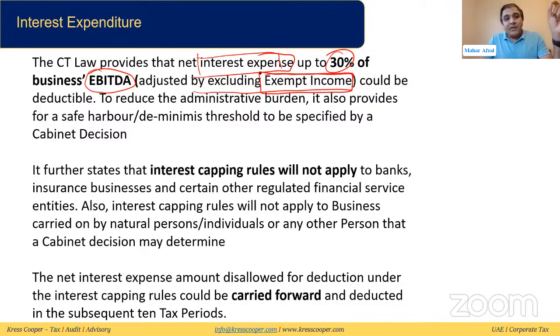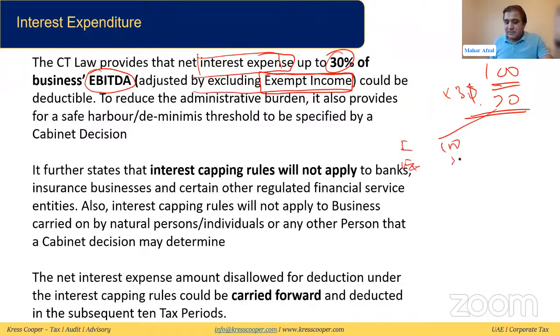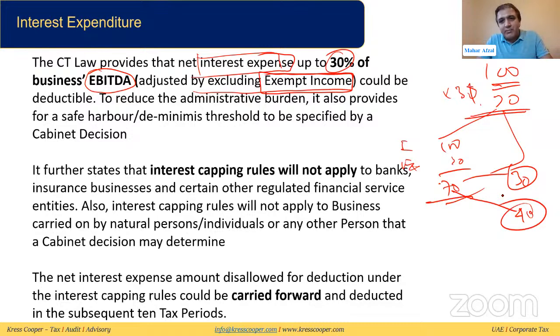So you will take 30% of the EBITDA. Assuming EBITDA is 100, you will take 30%. It will be 30. So for interest expenses, you can claim a maximum of up to 30. Suppose the net interest expense is 70, but you can claim only 30. The remaining 40 can be carried forward over the period of 10 years. But in our next webinar, we'll discuss the interest expenditures in detail.